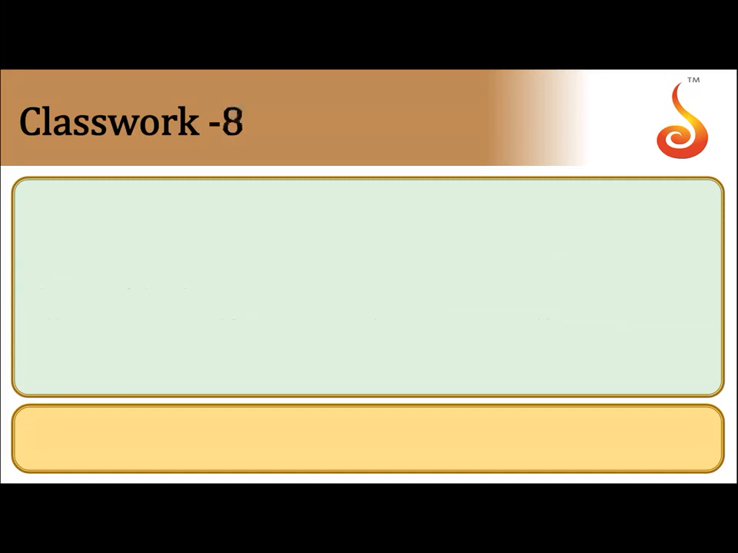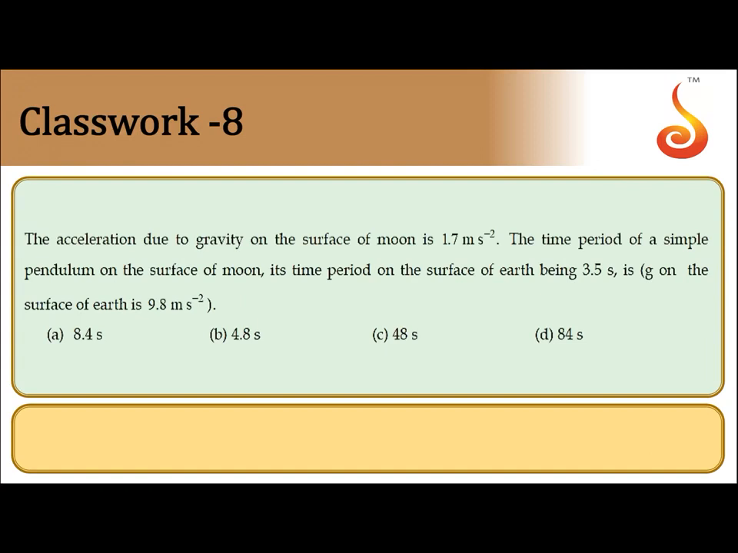Yes, we shall move on to next one. The acceleration due to gravity on the surface of moon is 1.7 meter per second square. Time period of a simple pendulum on the surface of moon, if its time period on the surface of earth is 3.5 seconds, is. g on surface of earth is 9.8 meter per second square.